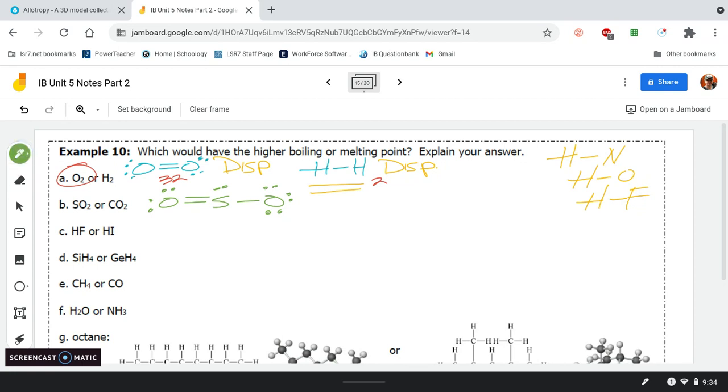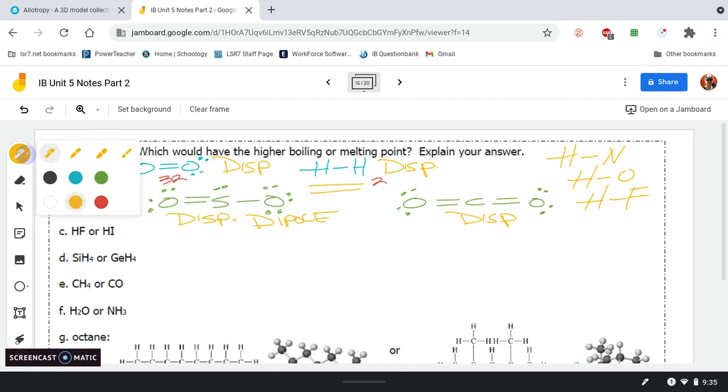Let's do the CO2. CO2 ends up looking like this. And again, you can do the dot structure on your own to verify, but it's going to look like that. That's not polar. So the SO2 gets dispersion, but it also gets dipole. So it gets 2. And this one only gets dispersion because it's not polar. No H's, no H's. So we're going to go with this one because it has 2 forces instead of 1.